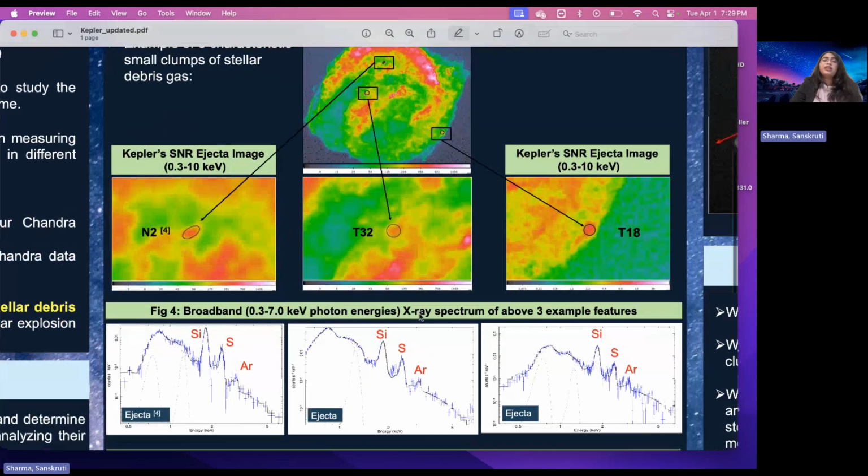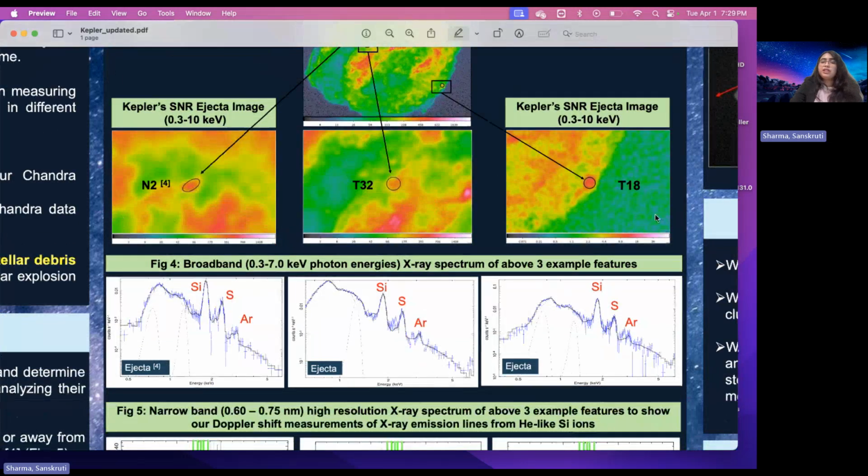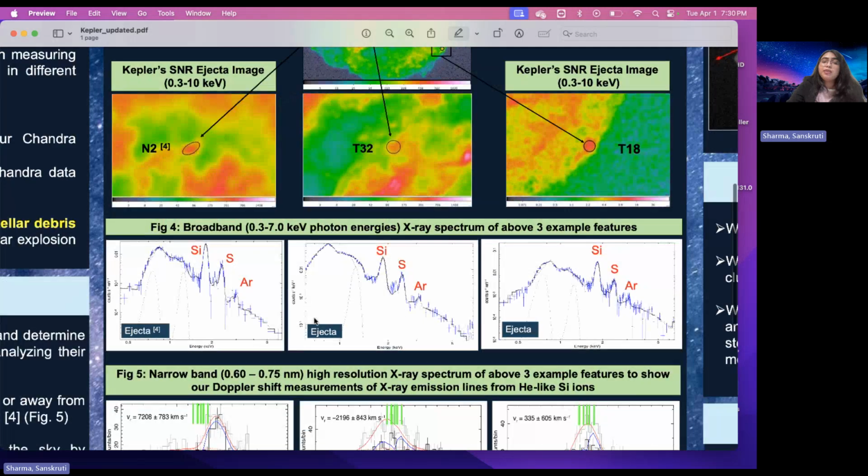We extract the X-ray spectrum of these regions and we see that in all of these three regions there are silicon, sulfur and argon lines. What does this mean? Well, these are heavy elements and they can only be synthesized inside the star, meaning these three regions were all part of the star before it exploded and hence they are called the ejecta regions.